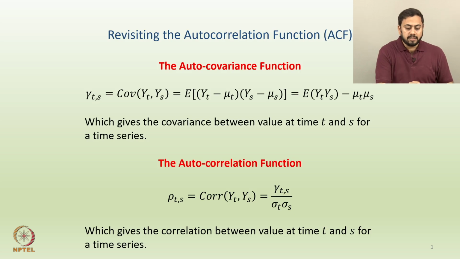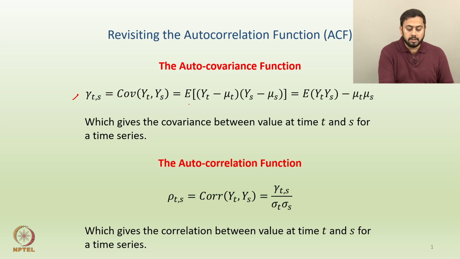Okay. So I think this slide is more of a revision slide, so we'll revisit the autocorrelation function and the autocovariance function. Before we delve into the autocorrelation function, all of you must have seen the above equation, which is gamma t comma s. Now what exactly is gamma t comma s? If you recollect, gamma t comma s is nothing but the covariance between yt and ys, where t and s are particular time points.